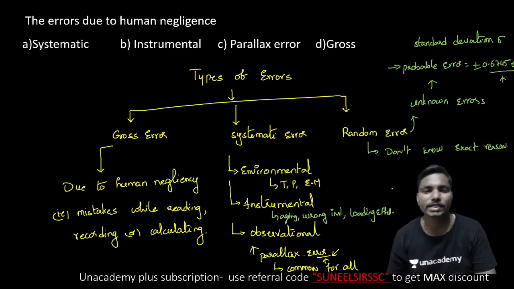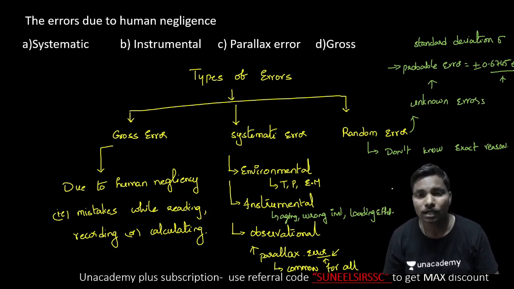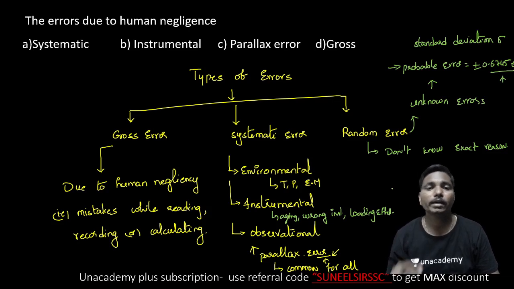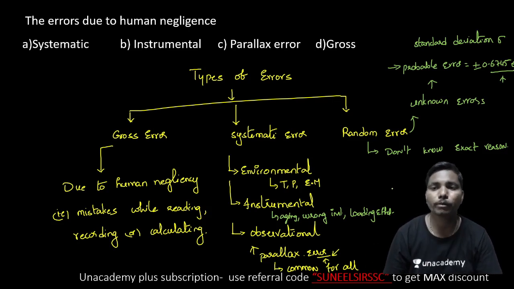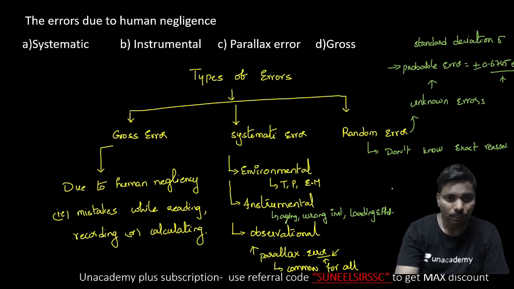Random errors, we don't know the exact reason, but we can get an idea of them by finding the standard deviation and 0.6745 of that. Okay, coming to the next one. So human negligence, that is gross error.